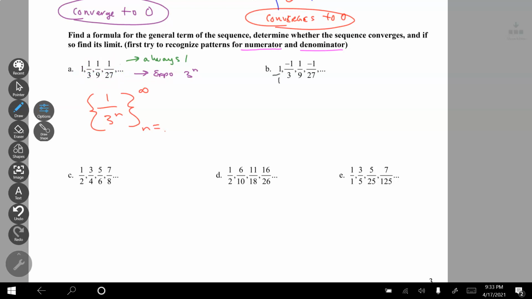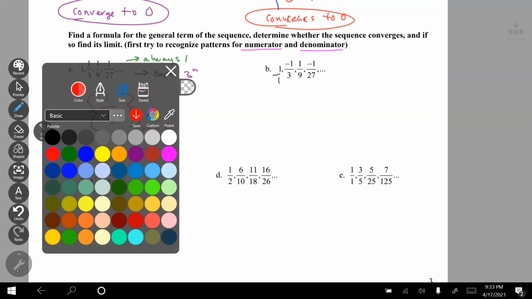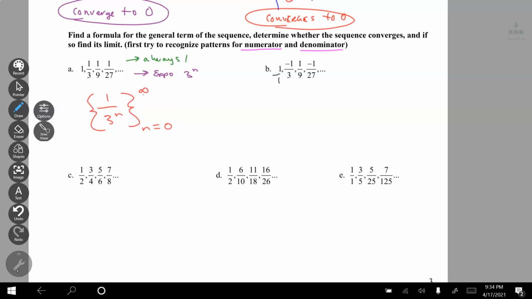So if I start with n equals 1, it's either going to be 0 or 1. If I start with n equals 1, I get 1 over 1/3. That's not it. But if I start with 0, I get what I want. And then I notice the exponential is in the denominator. It is going to converge to 0 because the denominator dominates.